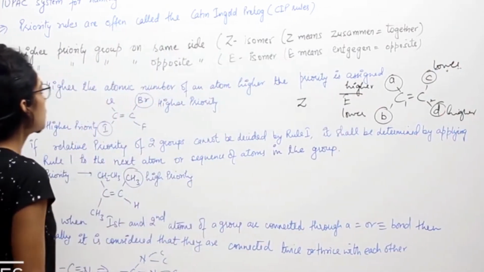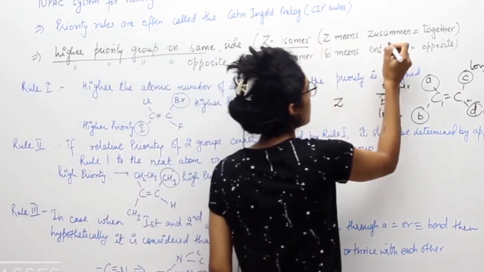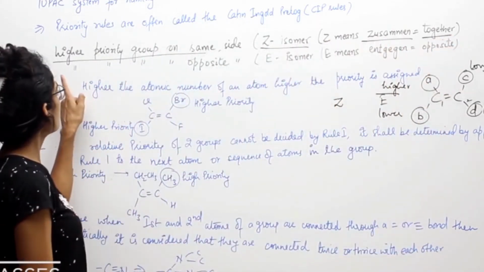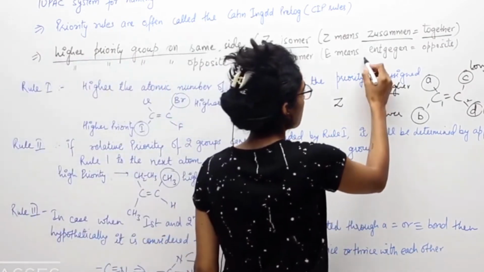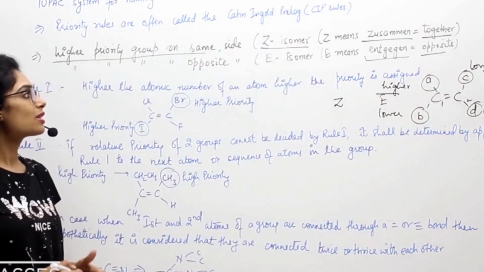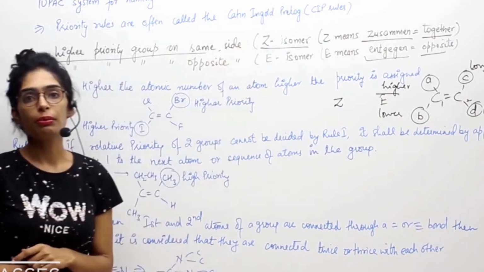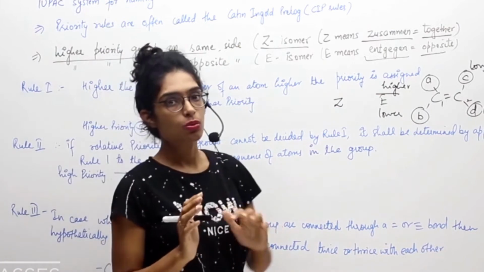So there are 2 terms. If the higher priority groups are on the same side, it is called a Z isomer, and Z means zusammen, that means together in German. Similarly, if they are on the opposite side, it will be called an E isomer. E isomer means entgegen, and that means opposite. Again, it is in German. So basically, both Z and E are words that have been taken from the German language. Okay, so this is the basic understanding about what is Z and what is E.